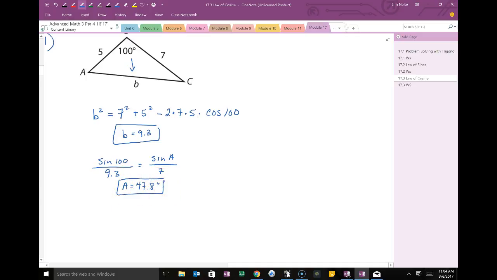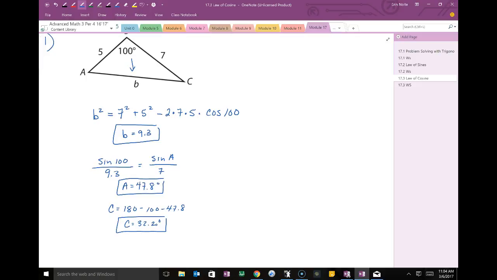Anybody disagree? Okay, so I have two angles. So how can we easily find angle C? Yeah, let's use the interior angle theorem. 180 minus 100 minus 47.8, that's going to be a small number. What is it? 32.2. Perfect. Oh, 2. Where did I get 7 from? Wishful thinking. My bad.